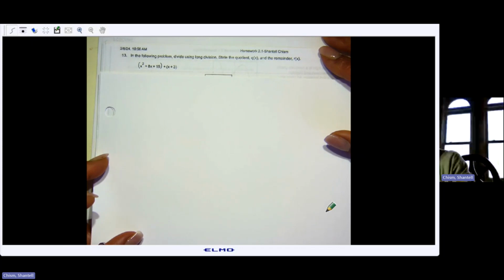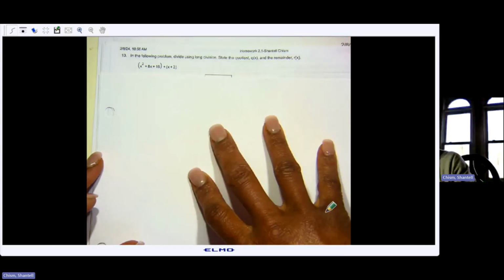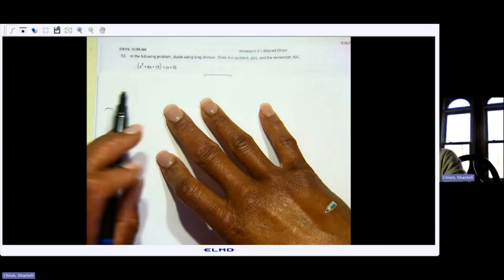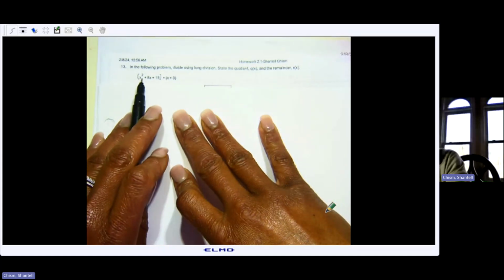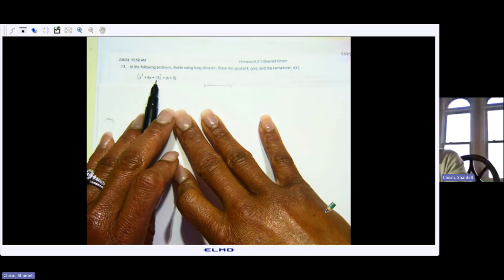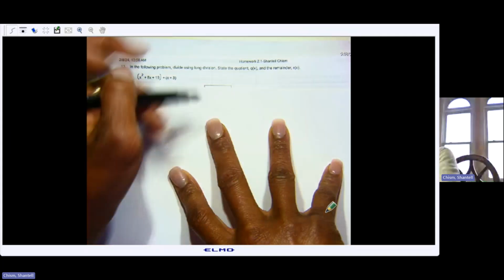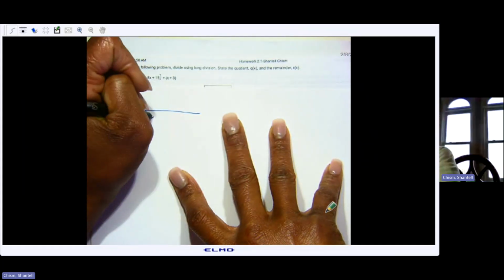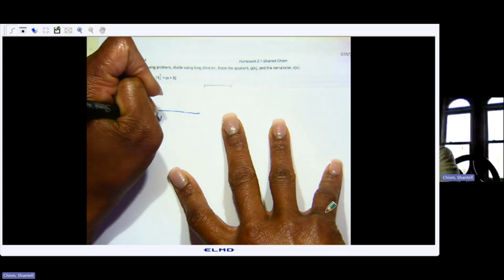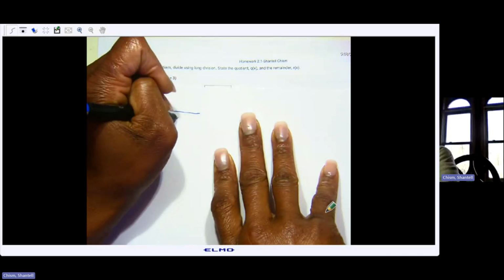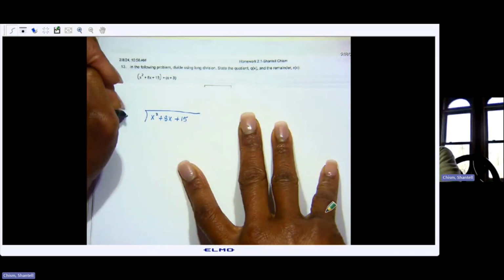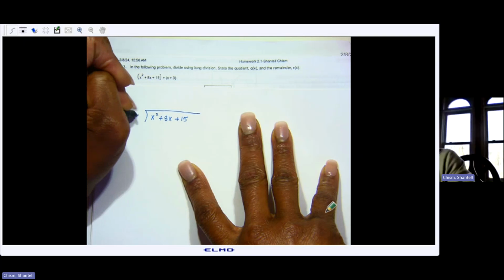So I'm going to do number 13. So in the following problem, it says divide using long division, state the quotient and the remainder. So the first thing we do, understand that this is the dividend, this is the divisor. It is x squared plus 8x plus 15 divided by x plus 3. So under my housetop, I will have my dividend in descending order, and it already is because it's going from x squared to x and then down to the constant. And then I'll have x plus 3 out here, okay?